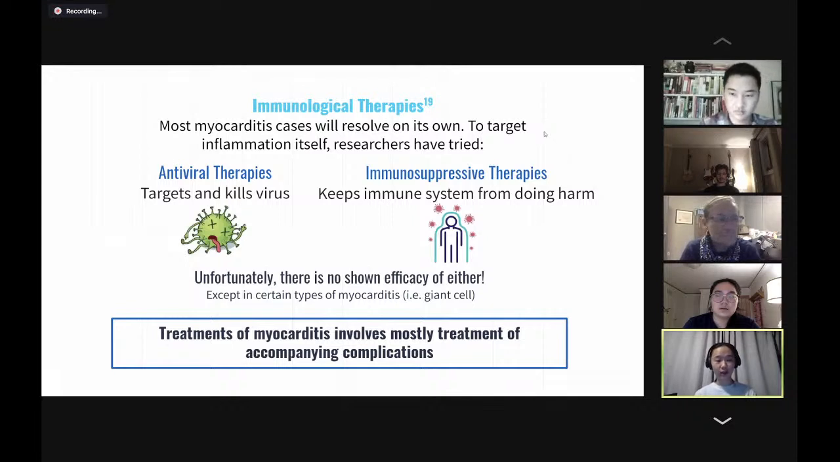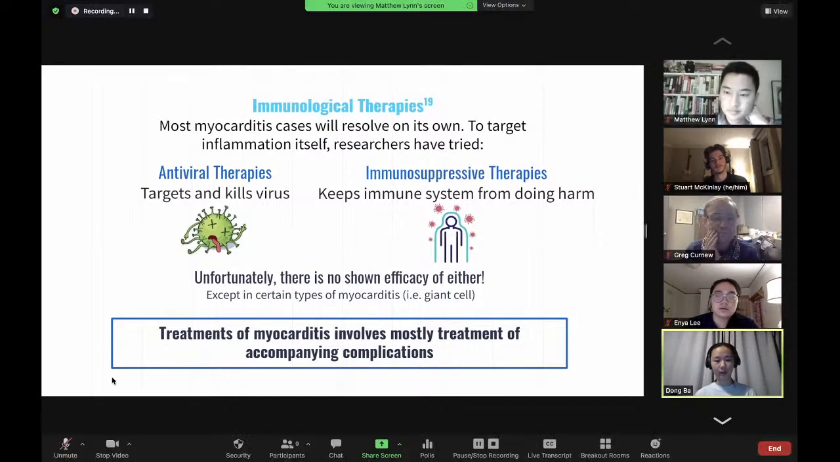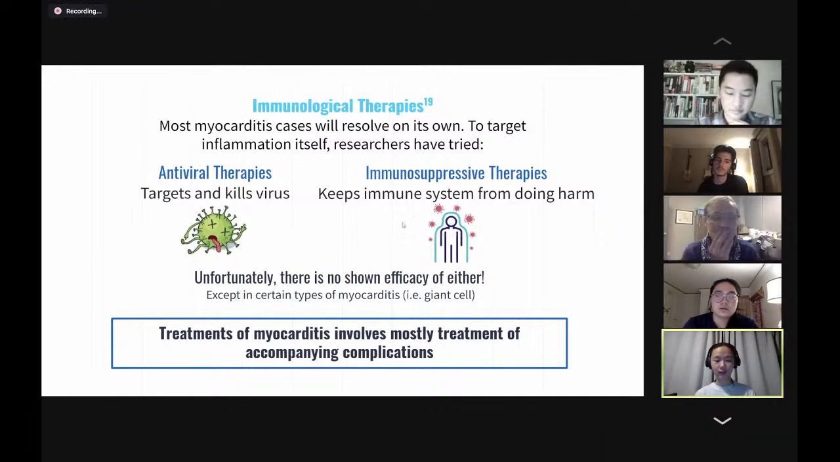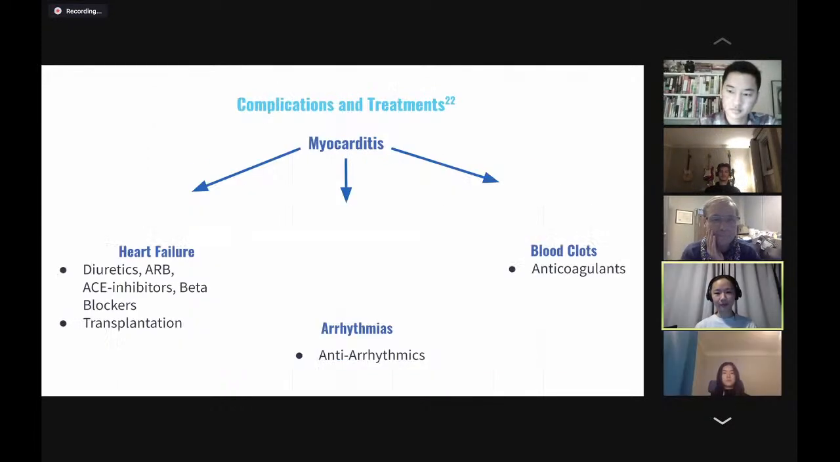Researchers have tried using antiviral therapies. These are therapies that target and kill the virus that causes myocarditis. They've also tried immunosuppressive therapies. These are therapies that restrict our immune system from doing too much harm. But unfortunately, there has been no shown efficacy of either for most types of myocarditis. There is an exception in that immunosuppressive therapies have been shown to be effective in certain subtypes of myocarditis, for example, giant cell myocarditis. But for the vast majority of cases, these therapies are ineffective. So the treatments of myocarditis are mostly for the accompanying complications instead of myocarditis itself.